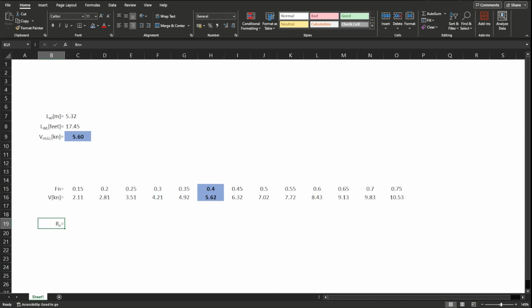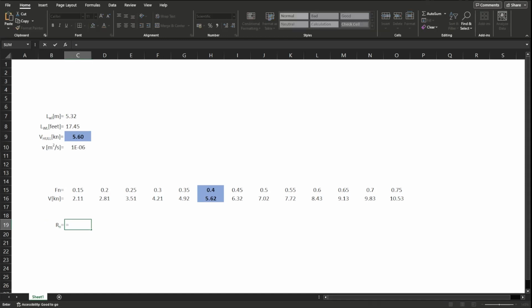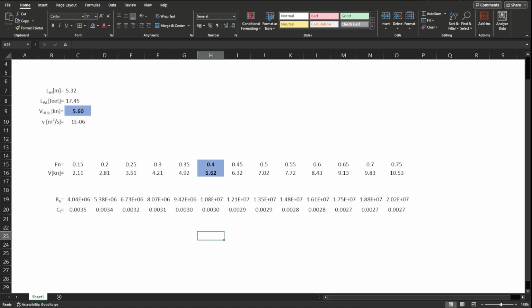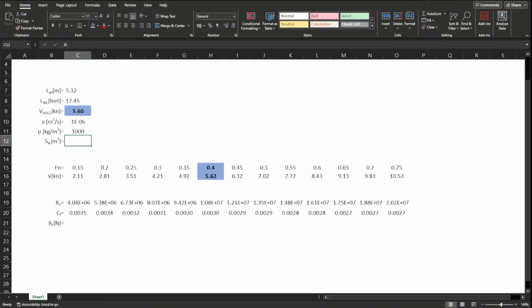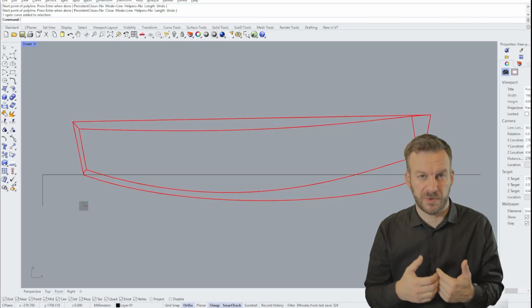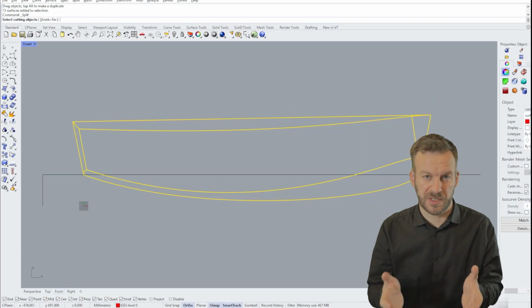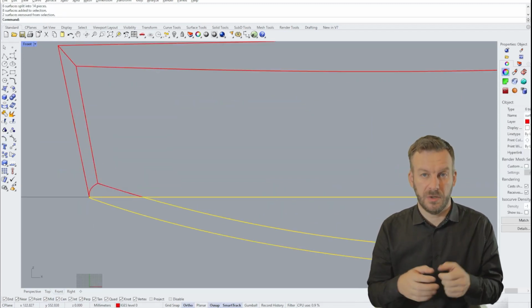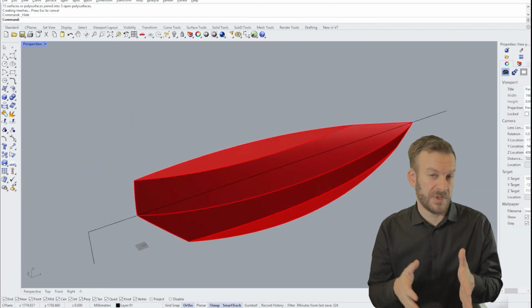So let's start laying that out in Excel and start calculating. First, I will input the formula for the Reynolds number and calculate it for a range of speeds. The next step is to calculate the frictional resistance coefficient, and now let's fill in the other values. The density of the water is 1000 kg per cubic meter, since we are designing the boat for canals, rivers, and lakes. For speed, we have a range that we calculated from our Froude numbers. The only item that we need to find the value for is the wetted area.